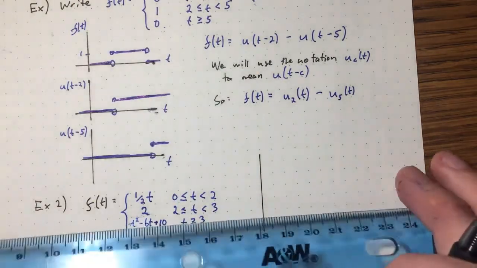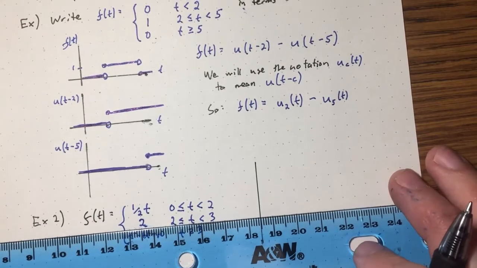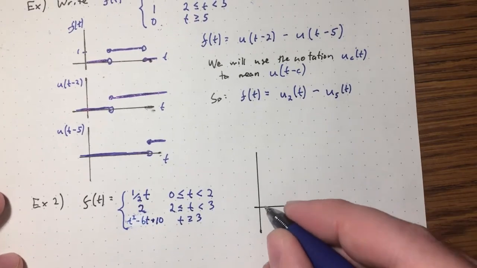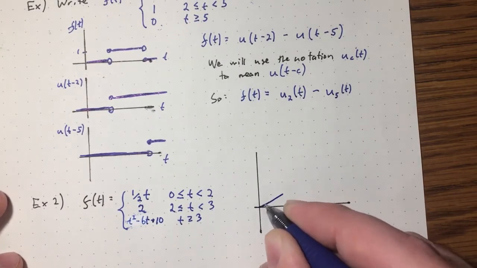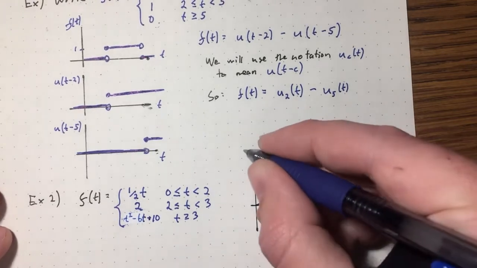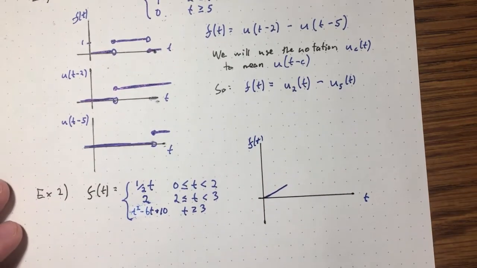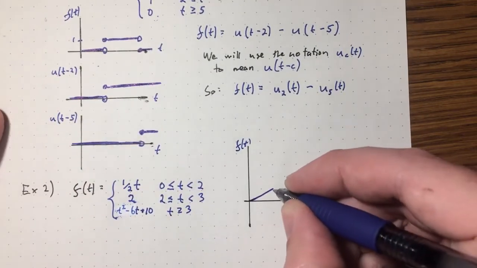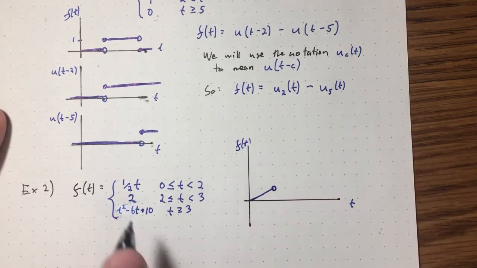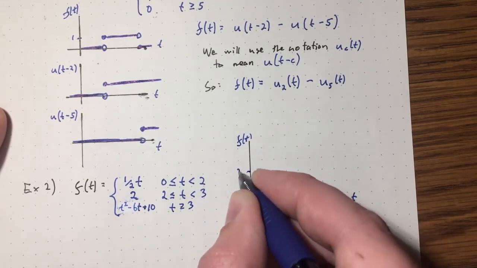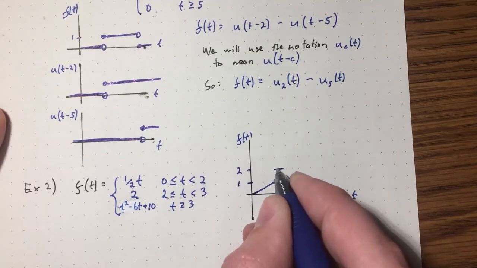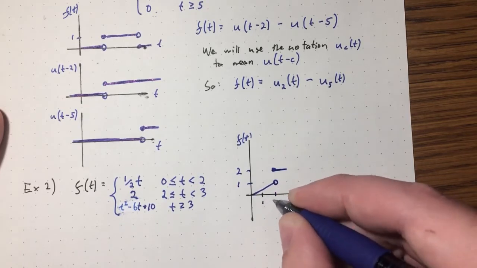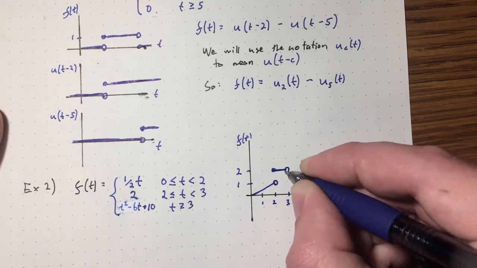I have a certain picture in mind. Let's hope I got it somewhat correct. So, right, we have this function 1/2 t from 0 to 2. You don't have to graph this, by the way, in order to figure out how to write this in terms of u of t, but I find it helpful sometimes. Then we're going to jump to the value 2. So here's 2. And it will be 2 from t equals 2 to 3. Let me put the t values down here. Then I'll again do a closed circle.